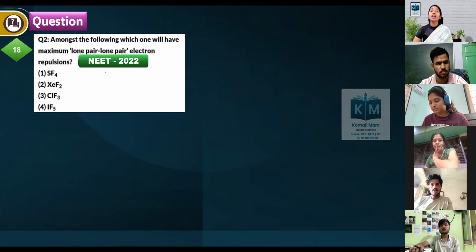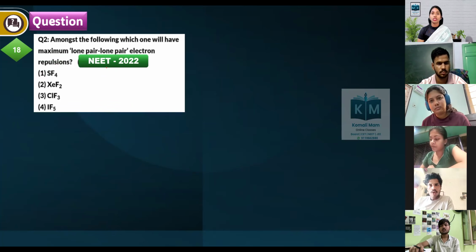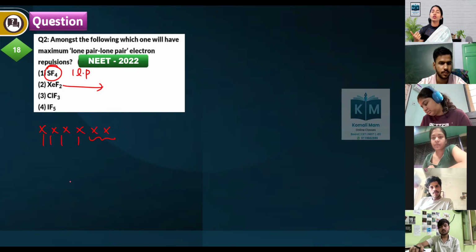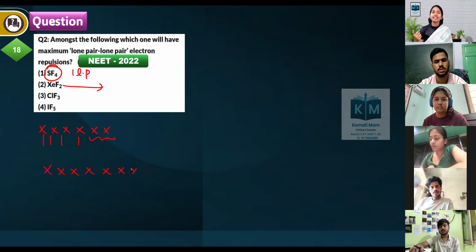Among the following, which one will have maximum lone pair repulsions? So SF4, sulfur. How many electrons in the valence shell? 6 electrons. Each fluorine forms 1 bond. It is having 1 lone pair. XeF2, 8 electrons in the valence shell. Xenon, 5, 6, 7, 8. Each fluorine forms 1 bond. 2 fluorines only there. Remaining 2 electrons as 1 lone pair, 2 electrons as 1 lone pair.